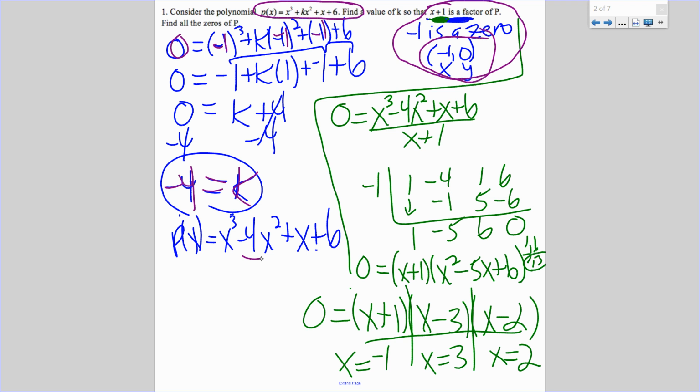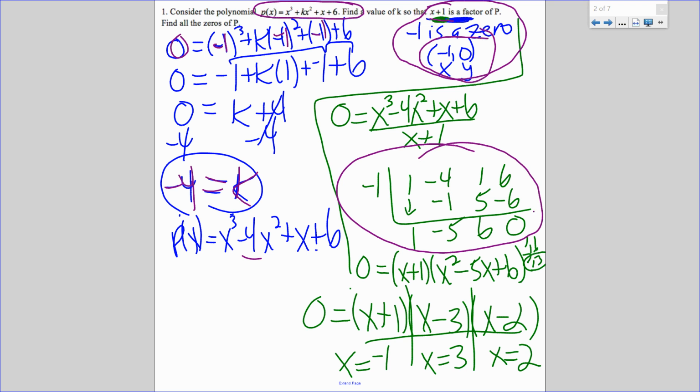That's the first part of the question. Now to find the zeros, I set the equation equal to 0. I want to factor it, but I can't because it doesn't factor. But since I know that x plus 1 is a factor, I'm dividing that factor out. I use synthetic division in order to do that.